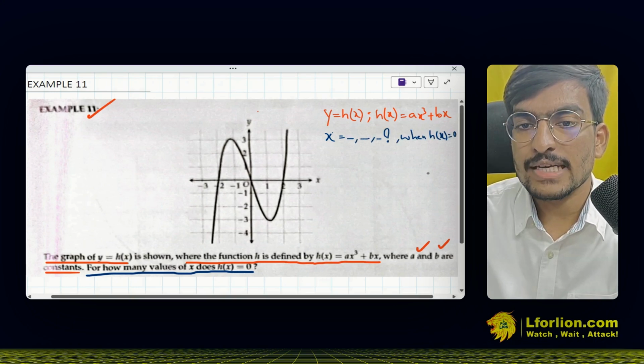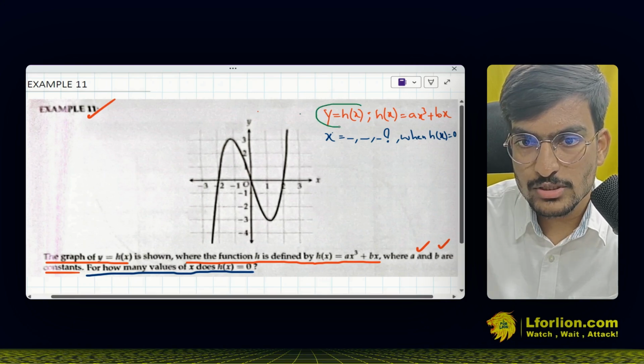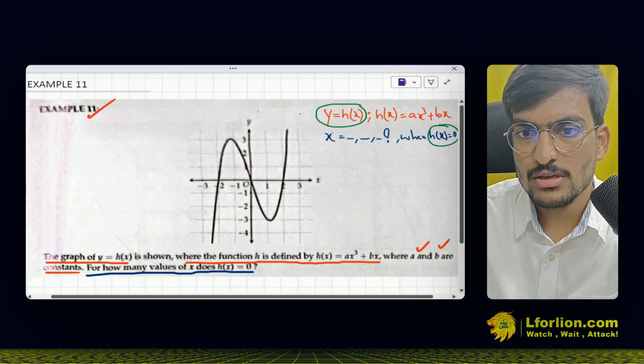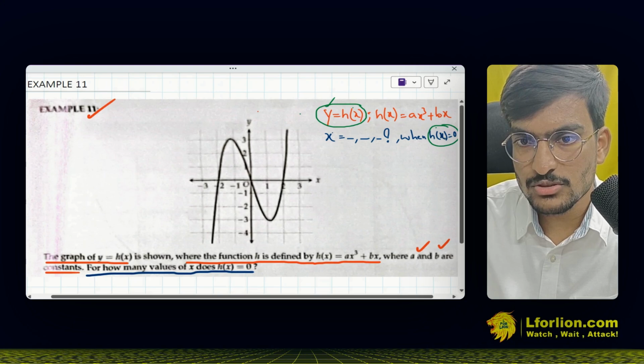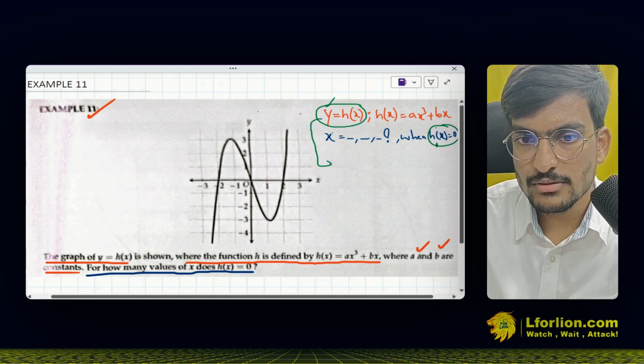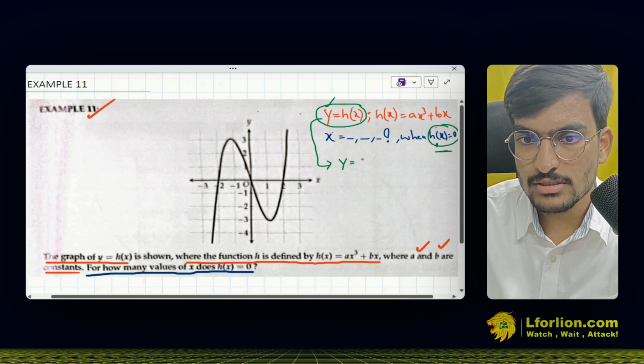What all are the x values? First, you need to understand y equals h of x equals 0. From these two things, h of x. What is h of x here? Y. So I'll just substitute in this, vice versa. So here y equals h of x equals 0. I just substituted 0 in place of h of x.